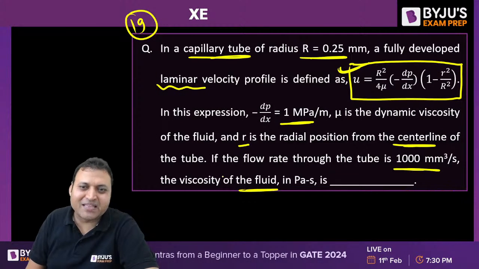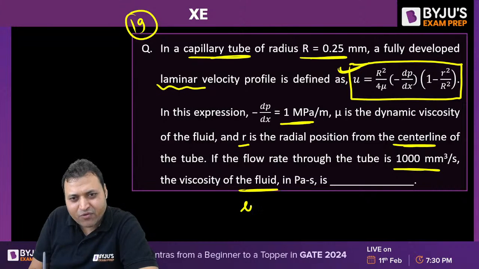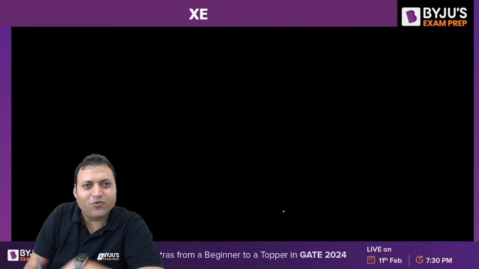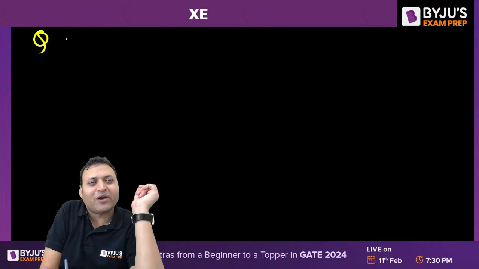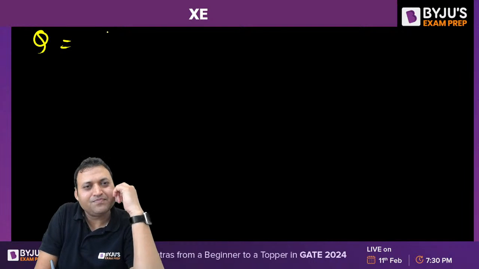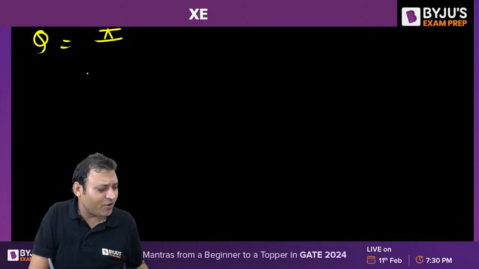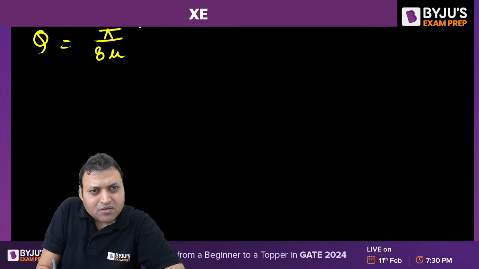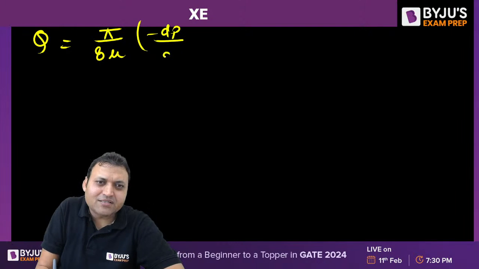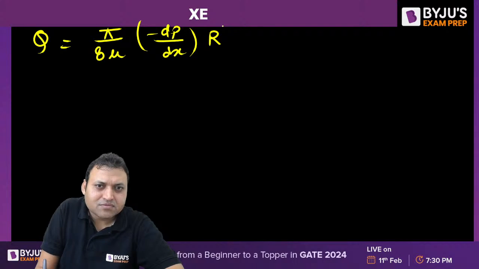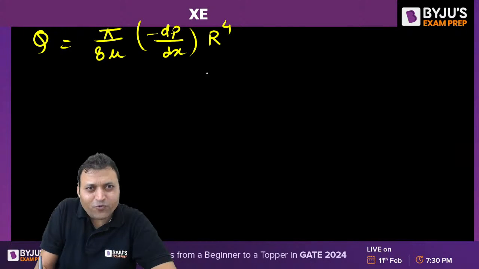If you remember the formula, we need to find out the viscosity in pascal second. If you remember the formula for discharge for laminar flow in a pipe, so this will be pi by, what is the formula for discharge? dp by dx into r to the power 4, isn't it?